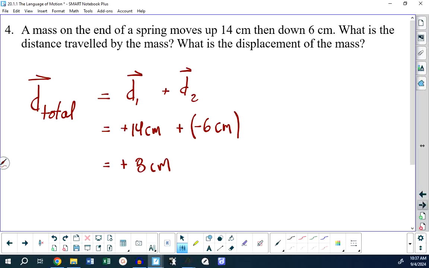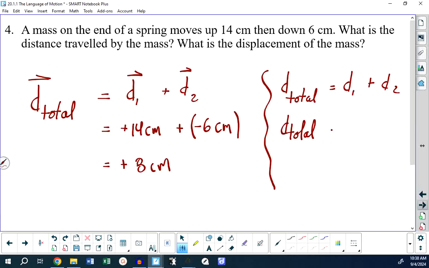Now, what's the total distance? Well, I'm going to add two distances. This D1 right here that I'm pointing at is different than this D1. I know you can quibble and say, well, aren't they the same? I'm going to say, no, they're different. The D1 on the left is positive 14 centimeters. The D1 on the right is 14 centimeters.